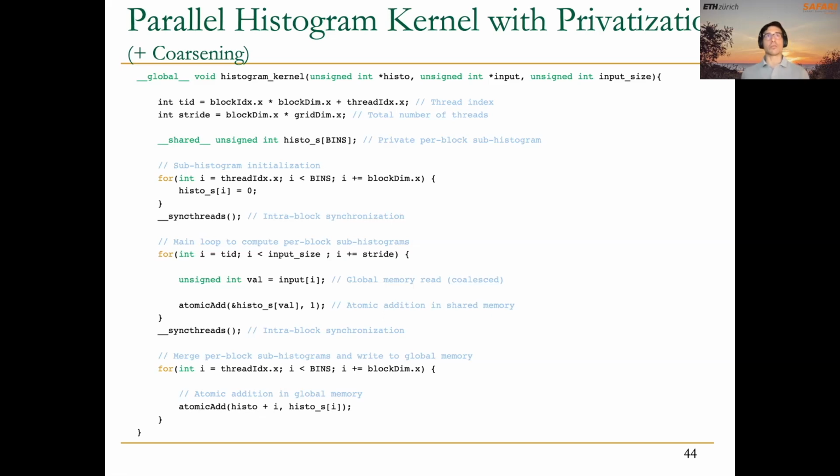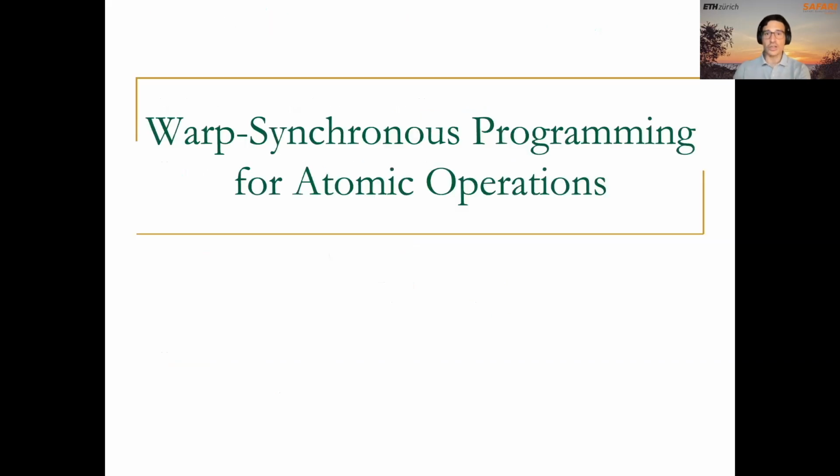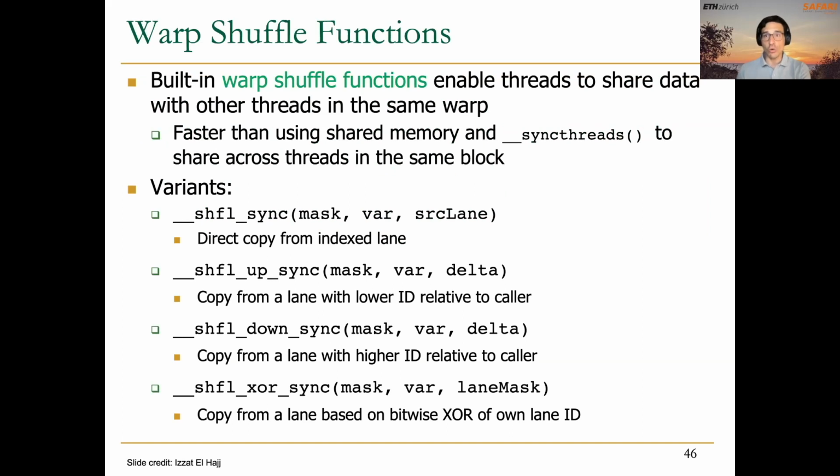So as you see, this privatization and coarsening optimization is relatively easy to use, and I'm going to show you some performance results later. You'll see that it really produces a very good performance improvement compared to just having a single histogram in global memory and having to update the bins of this histogram always in global memory. But we can go even further in the optimization of the use of atomic operations for histogram calculation. We can use warp synchronous programming for atomic operations. Warp synchronous programming essentially means using warp shuffle instructions and other important primitives that work at a warp level.